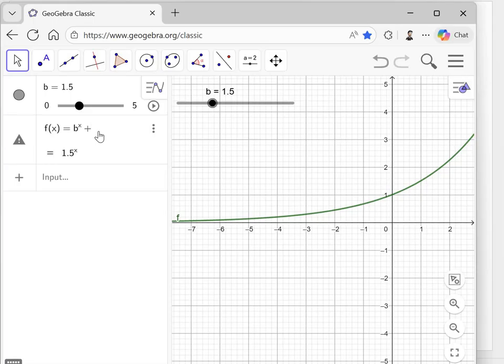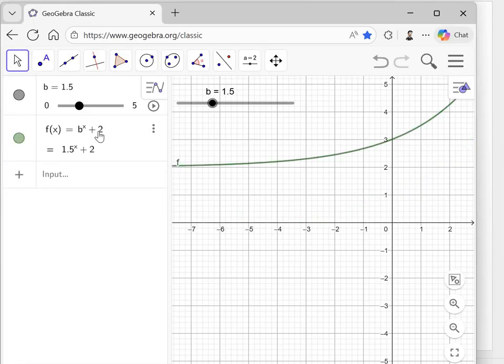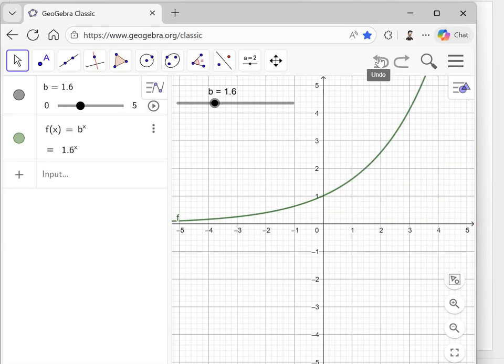So if I add a plus 2, then the graph will go 2 units above that, right? If I add a number to that function, I will do that one more time. See, look here, this is negative 1.6, the base is 1.6 to the power x. Now I'm going to add a 2 to that one.